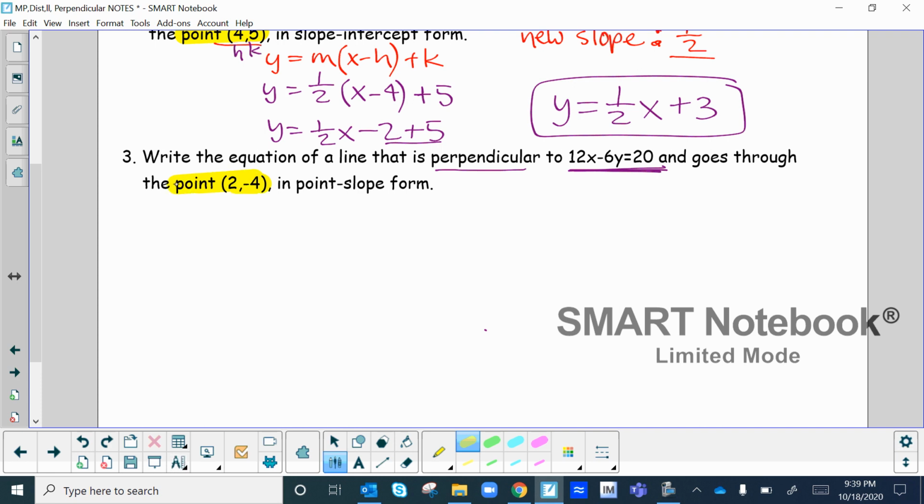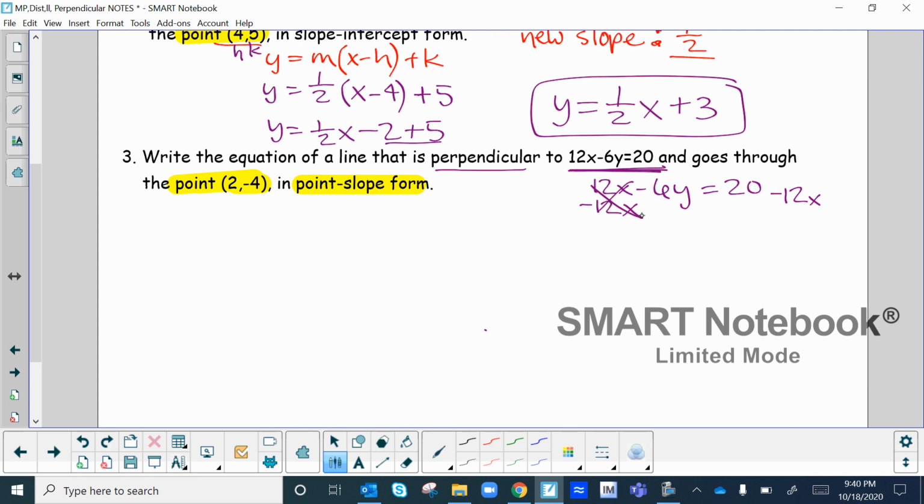Okay, and then this one though, look, this is a little bit different. I get to leave this in point slope form. So the first thing that I need to do is change this equation over here off to my right to slope-intercept form. So I have 12x minus 6y equals 20. Well, I want it to look like y equals mx plus b, so I need to move this 12x over here.